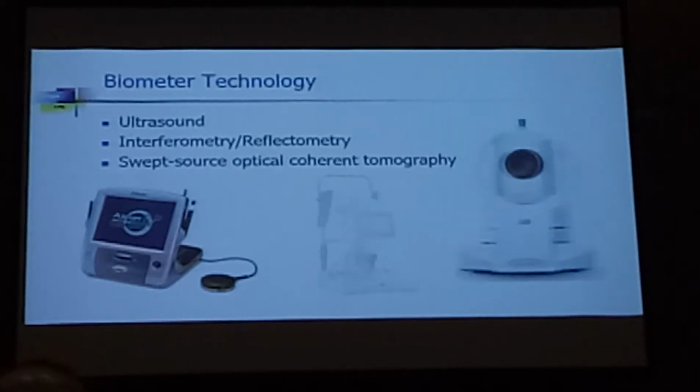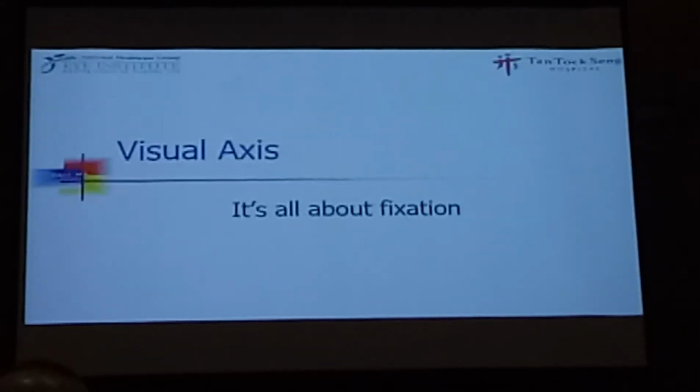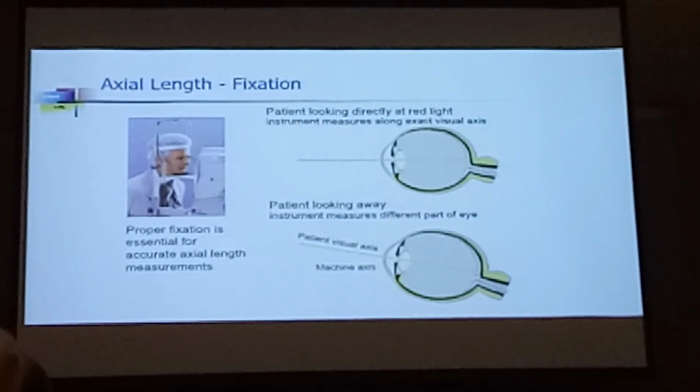Alright, so this is interferometry, and this is the swept source OCT. Now, in all biometers, the most important thing is the visual axis, and that comes from fixation. What we want to measure is from the corneal vertex to the fovea. If a patient is looking at a target, and we are measuring where the patient is looking, we will be measuring from the corneal vertex to the fovea, and that will be the visual axis. That is the optical axis. That is what we want.